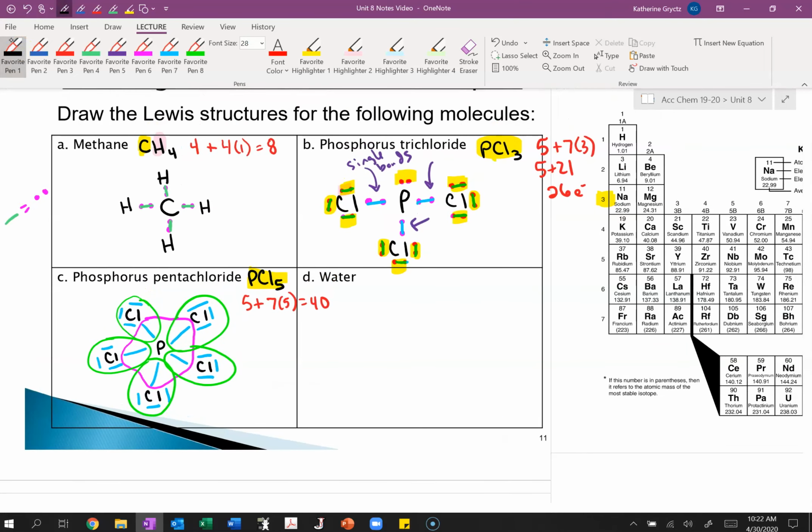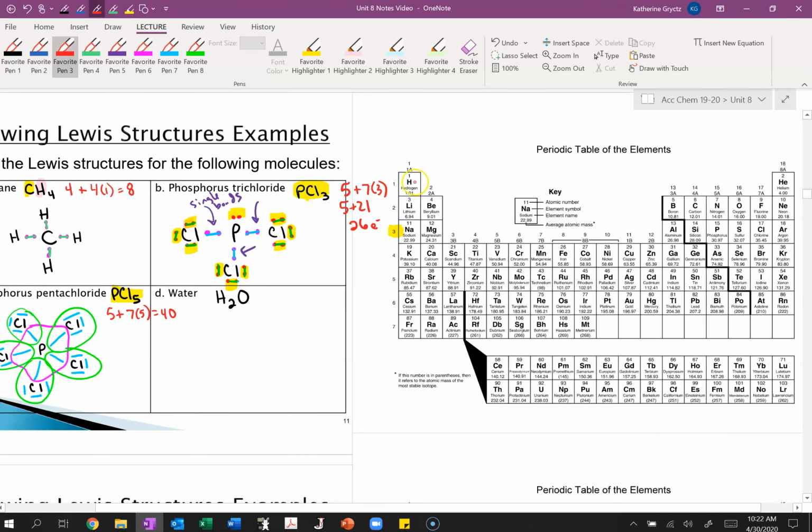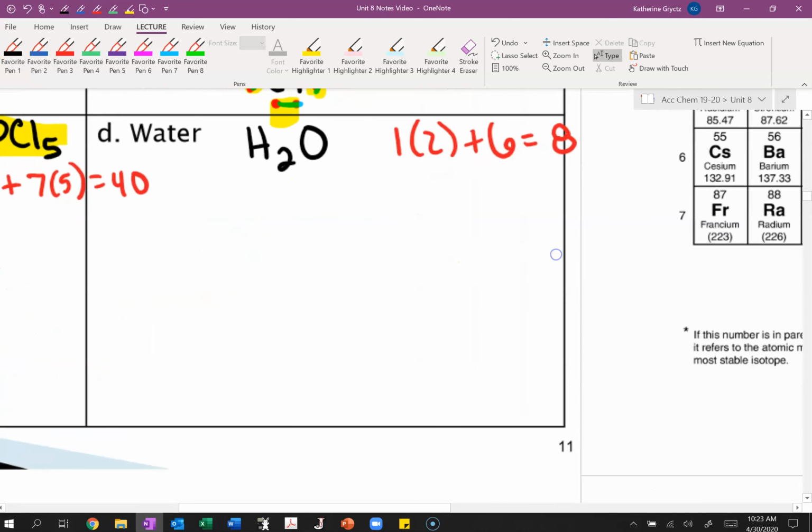So our last one for right now is water. This one you should have seen a bunch in different ways, but we've got H2O. So we're going to count valence electrons. Hydrogen has 1, but there's 2 hydrogens, and oxygen has 6. So we have a total of 8 electrons. We're going to pick a middle atom. Oxygen occurs least frequently, so we're going to put oxygen in the middle and put hydrogen on the outside.